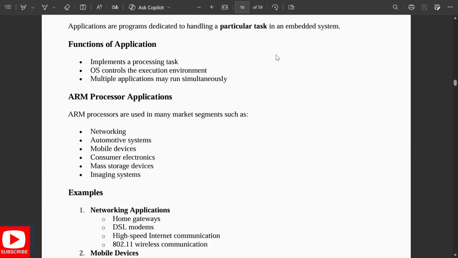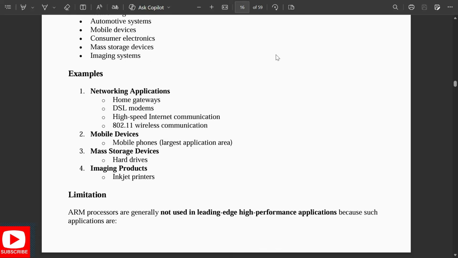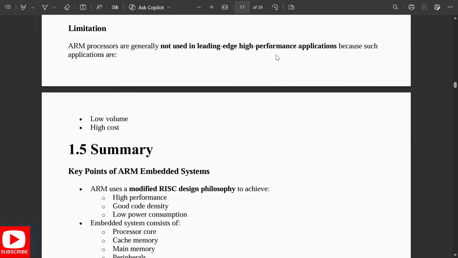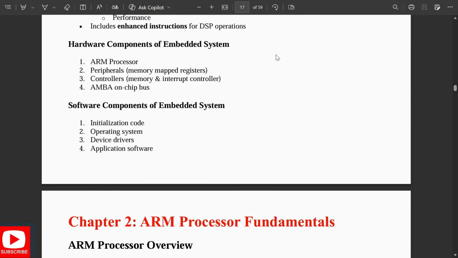It implements a processing task. The OS controls the execution environment. Multiple applications may run simultaneously. ARM processor applications are used in many market segments such as networking, automotive systems, mobile devices, consumer electronics, and mass storage devices, etc. Some examples are given. Next comes the next main topic, that is ARM processor fundamentals. We will see this in part 2 of this video.